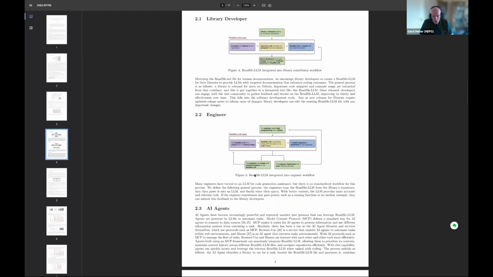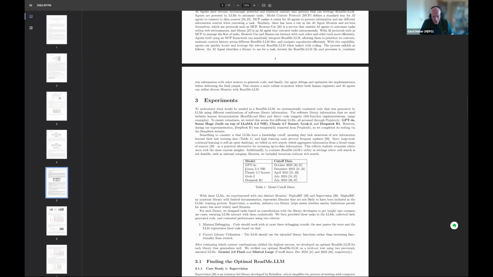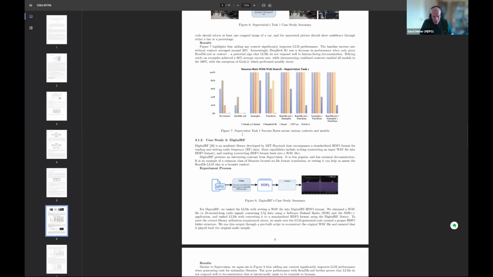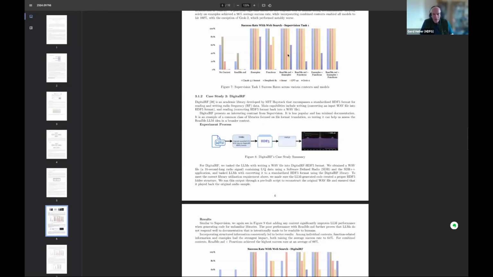They do two case studies here, and that's actually how I found it. There is a first case study here about this tool called Supervision, but more interestingly, there is the second case study here about Digital RF.